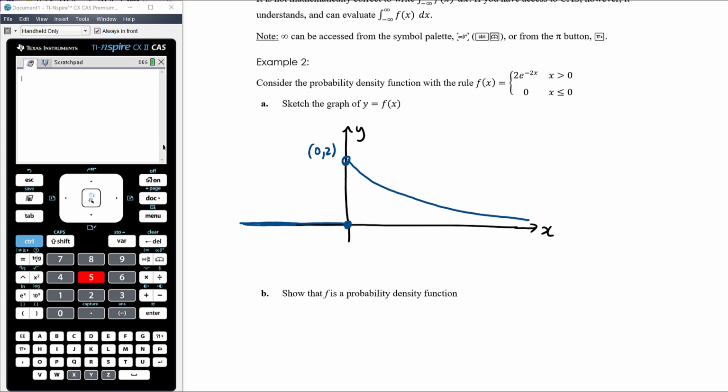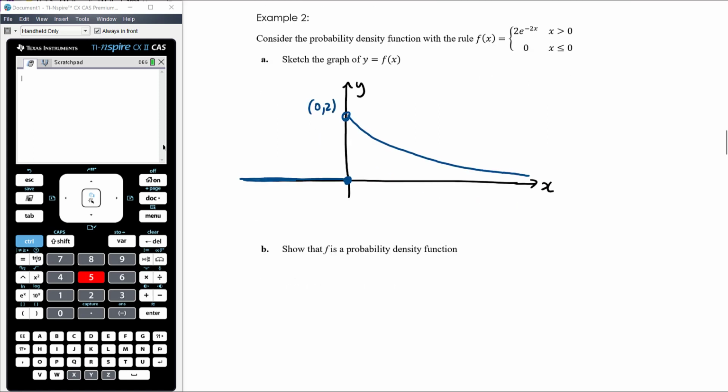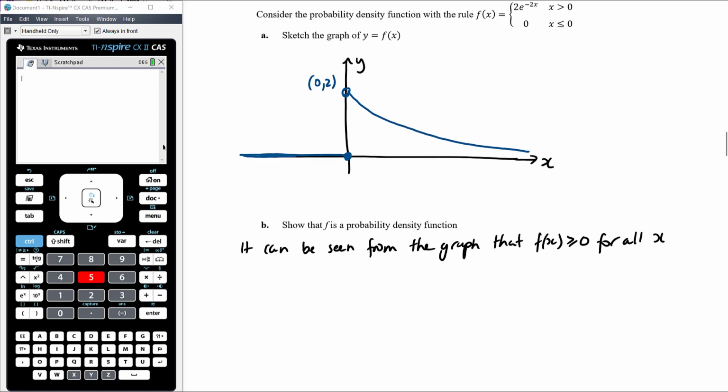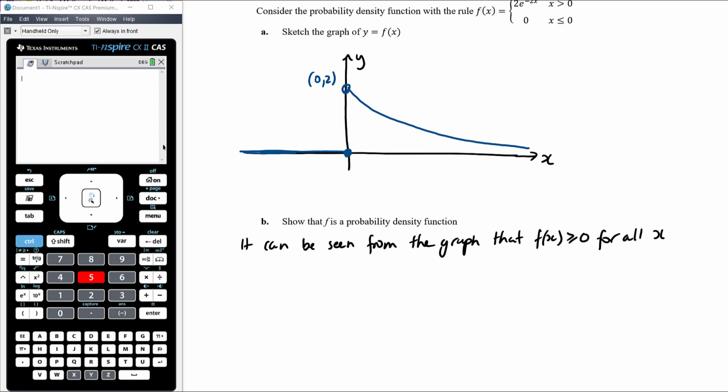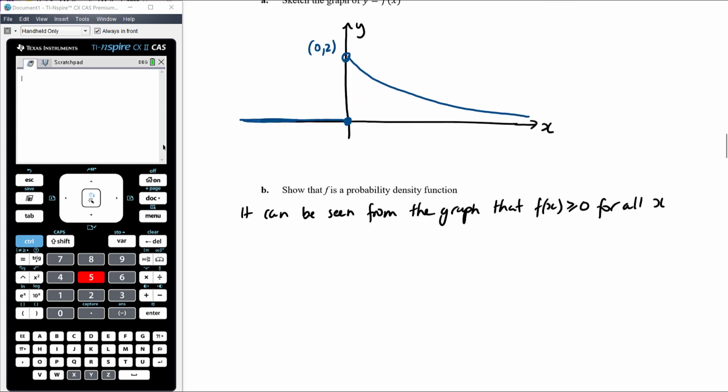Show that f is a probability density function. Okay, so point number 1, it can be seen from the graph that f of x is bigger than or equal to 0 for all x. So that's the first condition. And the second thing is we want to show that the total area under here is 1. Now it's technically an infinite area, so that's why we need to set it up as a limit.